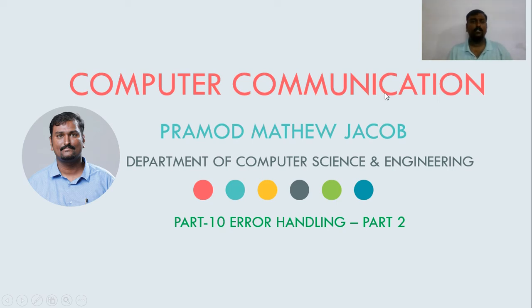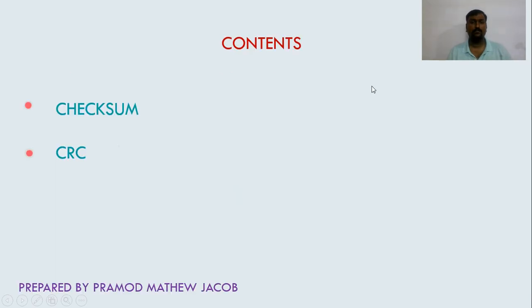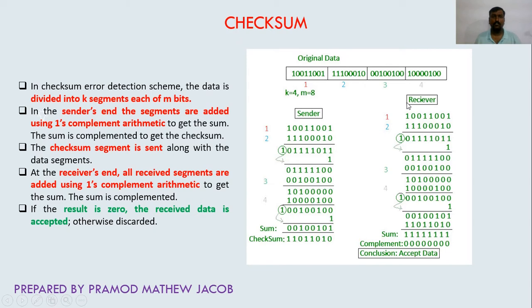Hi all, today we are going to continue the session on error handling mechanisms. Let's see the error detection mechanisms like checksum and cyclic redundancy check, CRC. First, let's see how checksum can be used for detecting the errors in transmission.